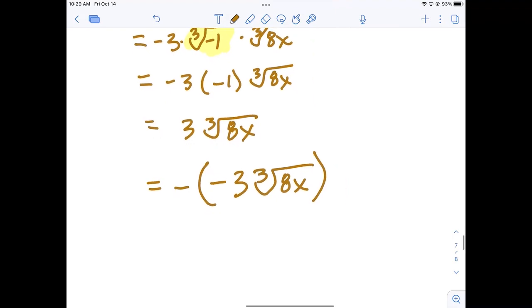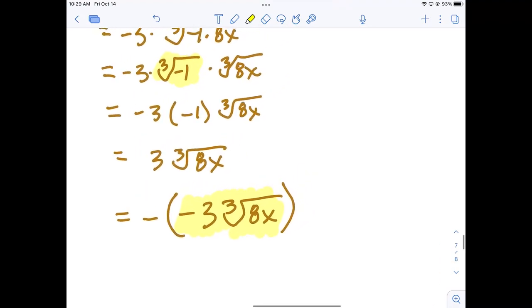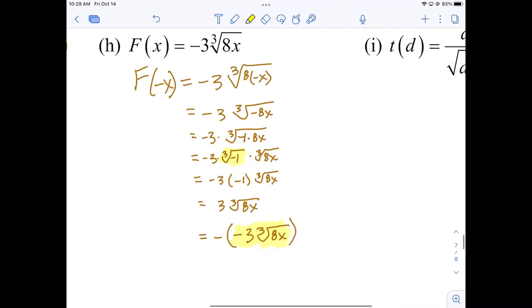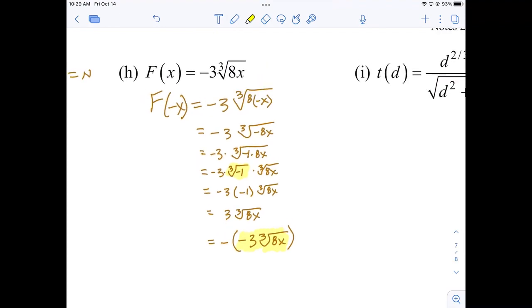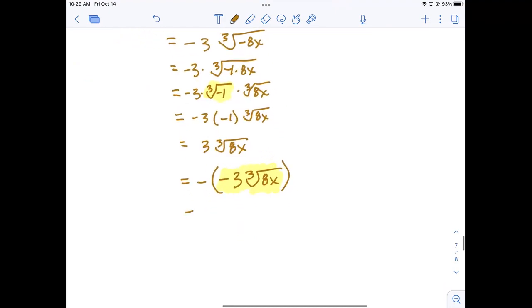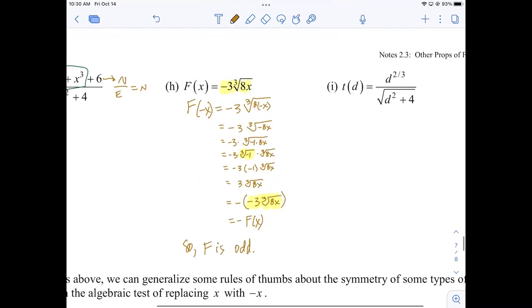Why would I want to do that? Because I want to create a negative times possibly the function. Because if it wasn't the same up above, let's see if it's the opposite. Is this now big F of x, what I highlighted? Is it the same? Yes. So now I could say that this is the opposite of big F of x. Therefore, F is what? Odd. Good. It has origin symmetry.